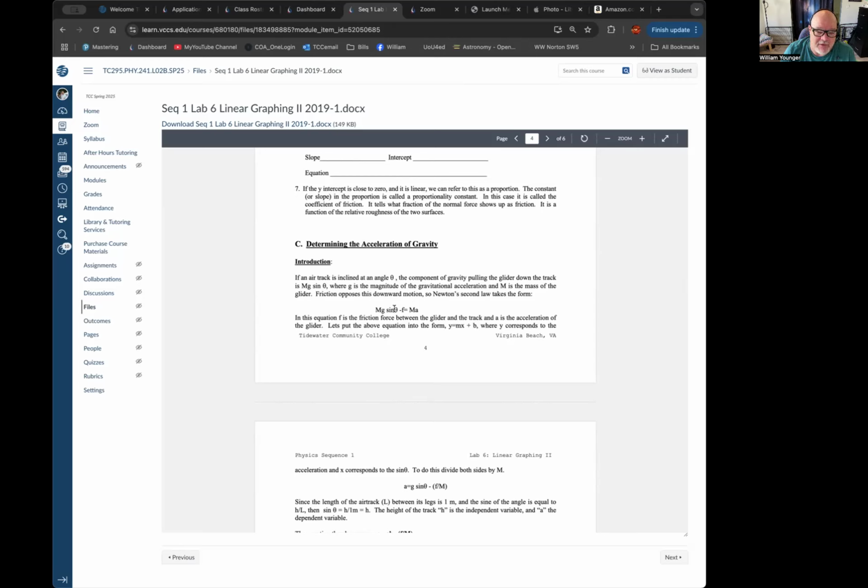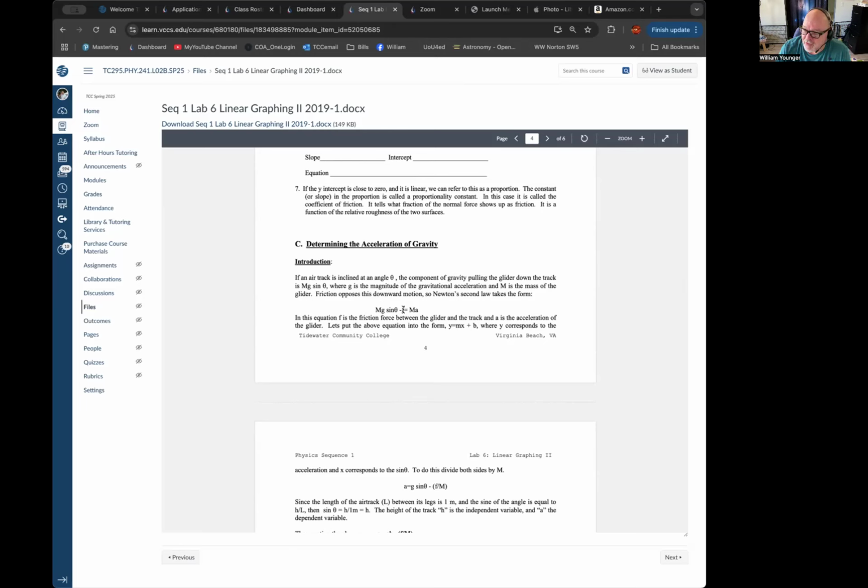And if you divide this side by M, you get g sine theta minus F over M. The g will be the slope. The sine theta, which I already told you was really the height, will be the x value, and the intercept will be F over M, the friction force divided by the mass.